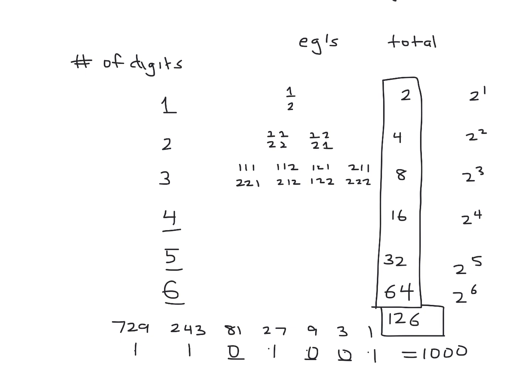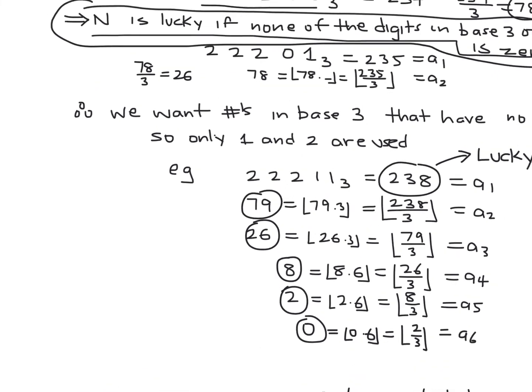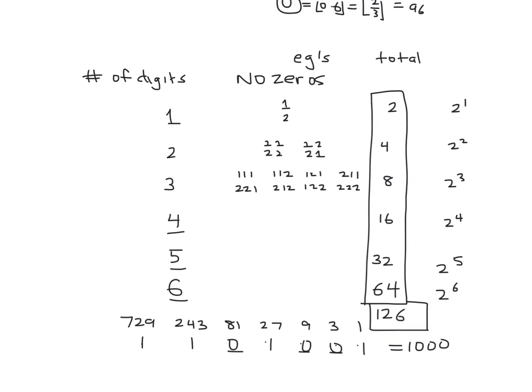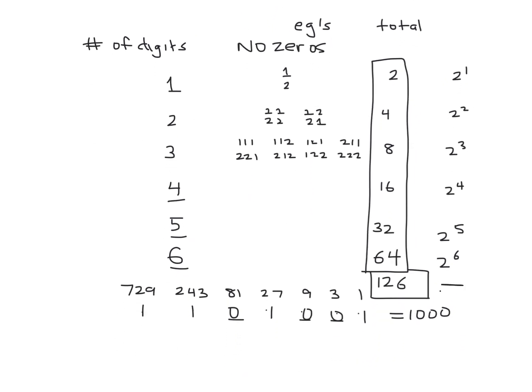So all of these are base 3 representations, and they only contain a 1 and a 2. There are no zeros. And when there's no zeros, based on my big long explanation up here, n is lucky if none of the digits in base 3 of n is a 0. And the total number of such n between 1 and 1,000 is 126.